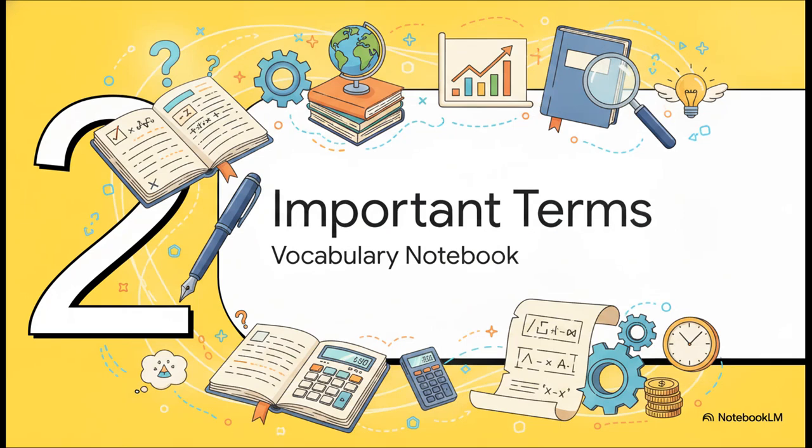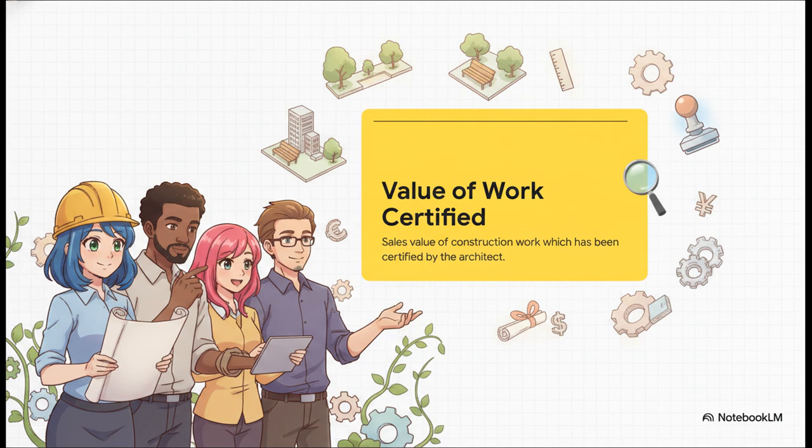Moving right along to Section 2, important terms to know. Okay, let's open up our vocabulary notebooks. First up is the Value of Work Certified, or VOWC for short. Now, as the contractor, we don't just magically get to decide how much work is done. We need an independent expert for that. You can think of VOWC as the official stamp of approval from the architect. It's literally the sales value of the work they've gone out, physically inspected, and certified.